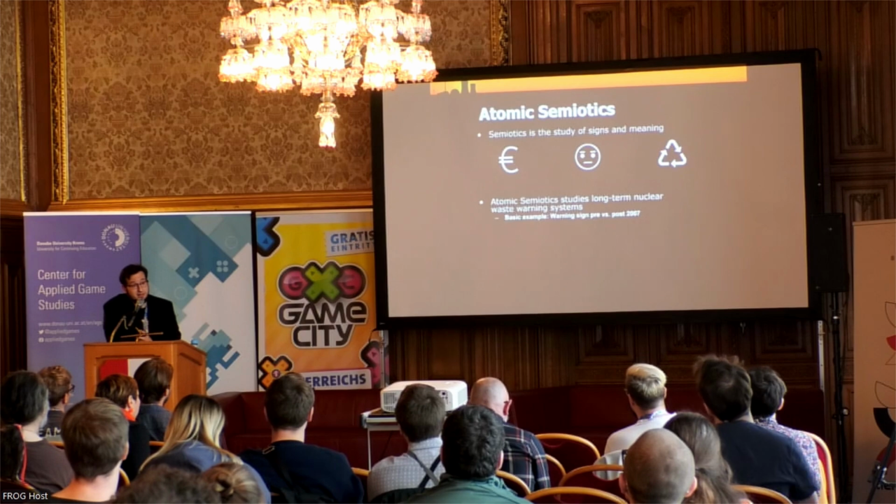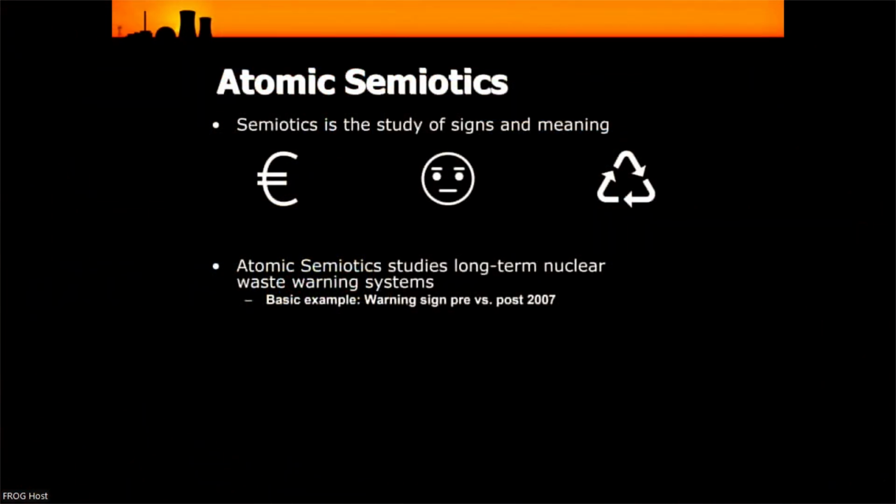Atomic semiotics, surprisingly and unsurprisingly, studies long-term nuclear waste warning systems, just in general for once. For example, a lot of us have this nice little sticker here. You probably all know what it means, which is a feat, because it has no inherent meaning. The symbol doesn't say what it says. We just know what it does through cultural semiosis and so on. But it's a real problem that this symbol doesn't explain what it says.